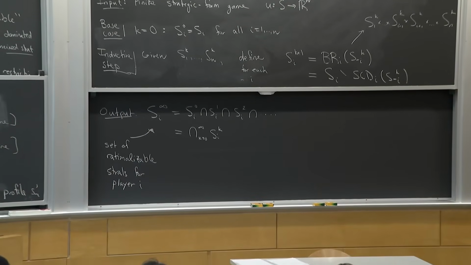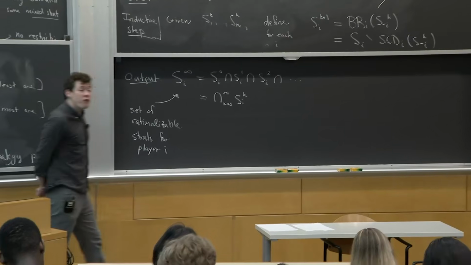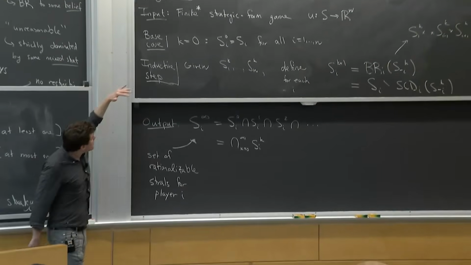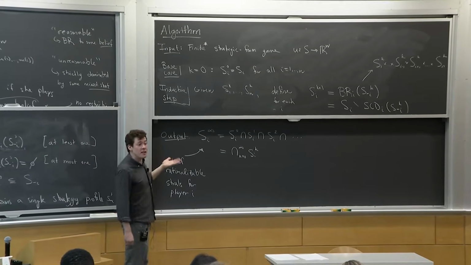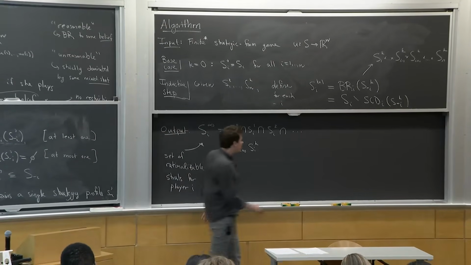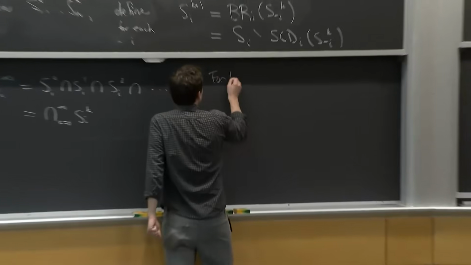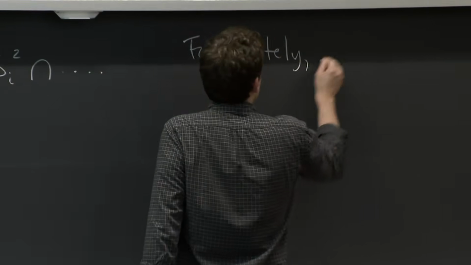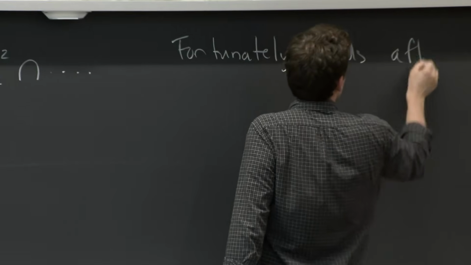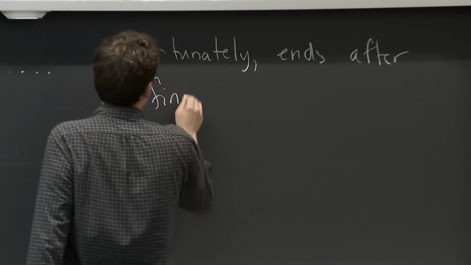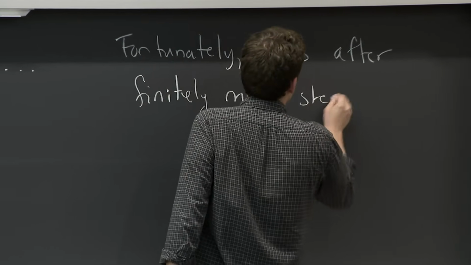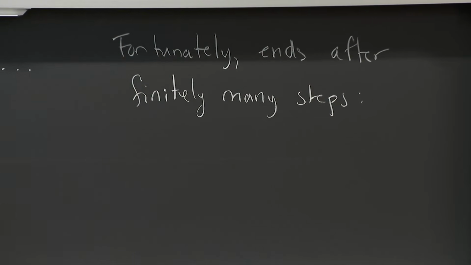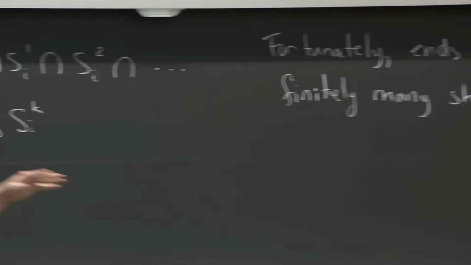But you might say, well, wait, we have no hope of doing this. We have to go through infinitely many steps. That's a mess. So fortunately, when we're in a finite game, the algorithm is always going to end after finitely many steps. And what do I mean by that? Now, what does ending mean? It doesn't mean I only have one strategy left for each player. That happened in our example, but that doesn't always happen.